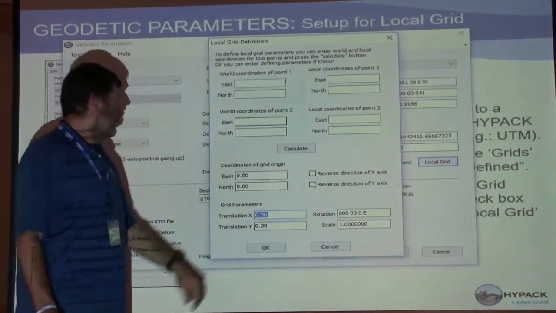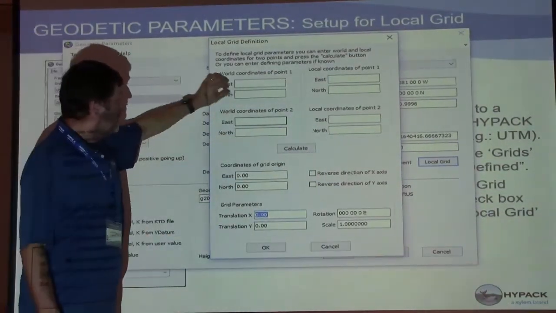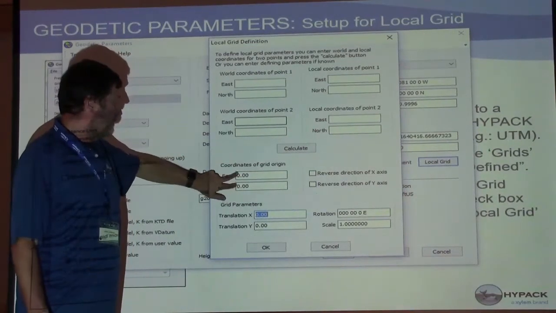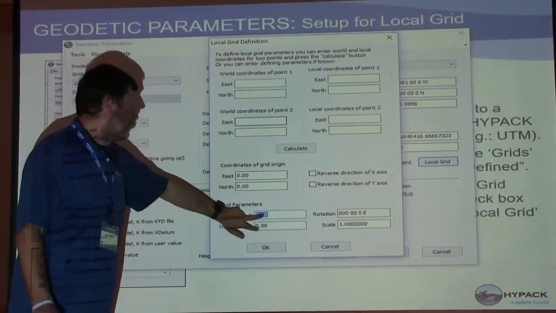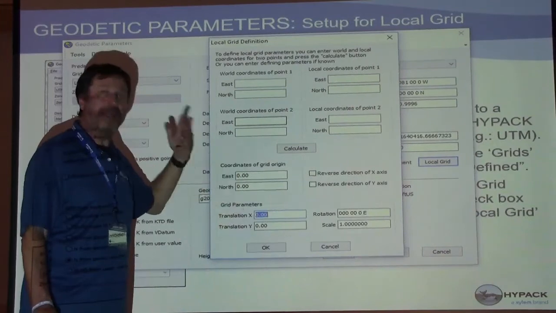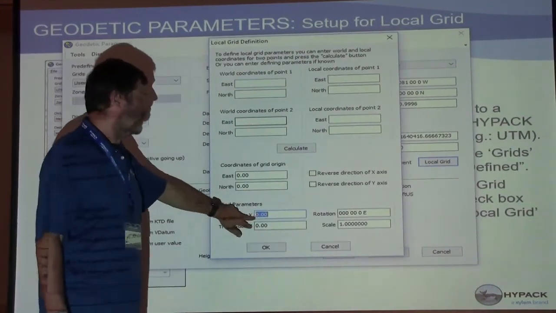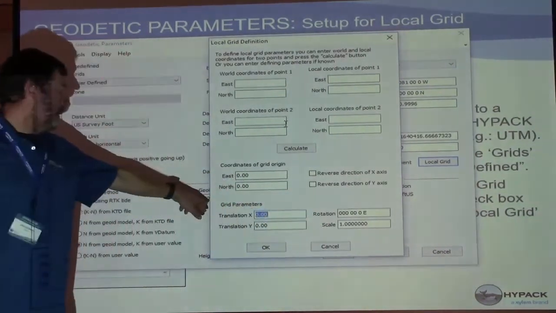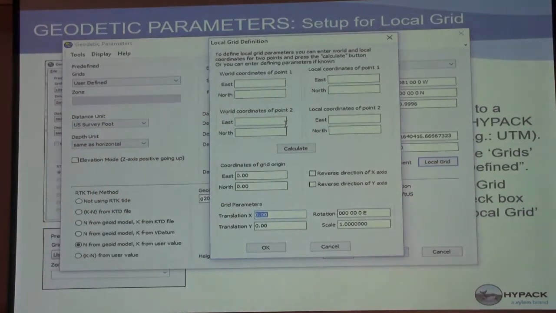You click on the calculate button, and you should see point 1 listed right here, and it's going to create your translation values, the 10,000 we saw before on the screen. And we're going to have the rotation and scale values. Once you do that, you click OK, and then your local grid is all set. And again, you can save those parameters as that CGO file if you want, and then you're good to go.